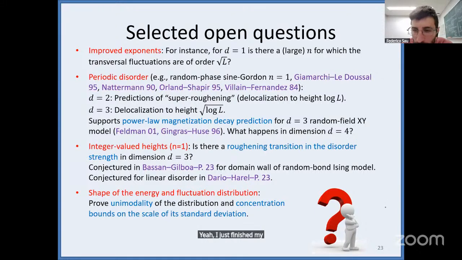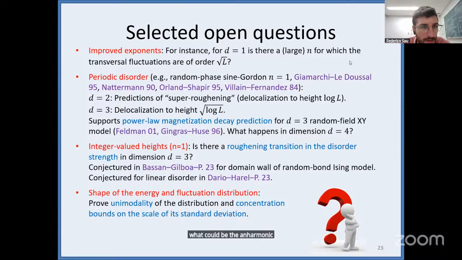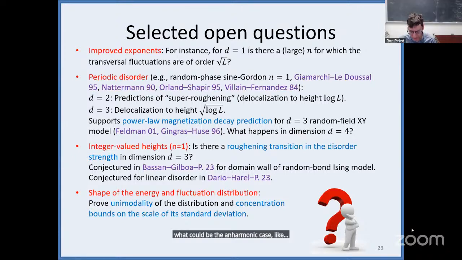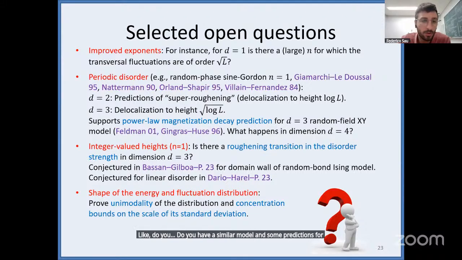It's very short. Like for this harmonic case, is it interesting, or do you have some partial understanding of what could be the anharmonic case? What do you want to know? Do you have a similar model and some predictions for the anharmonic case?